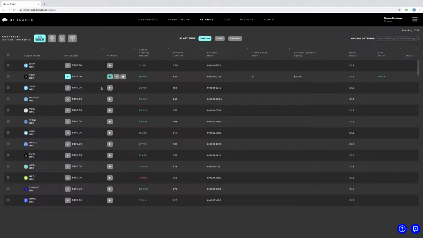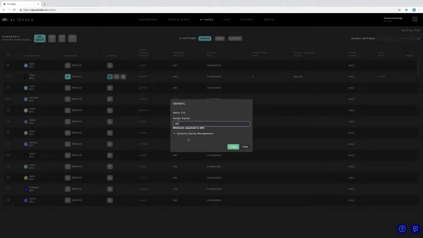After you've done that, then you have to choose a crypto pair. So for example, over here, let's say I want to trade with XRP BTC. What I'm going to do is click over here to set my equity. Once the pop-up's here, I can enter the amount of equity that I would like to trade with. 500 is the minimum, as you can see over here, because dynamic equity management is turned on.